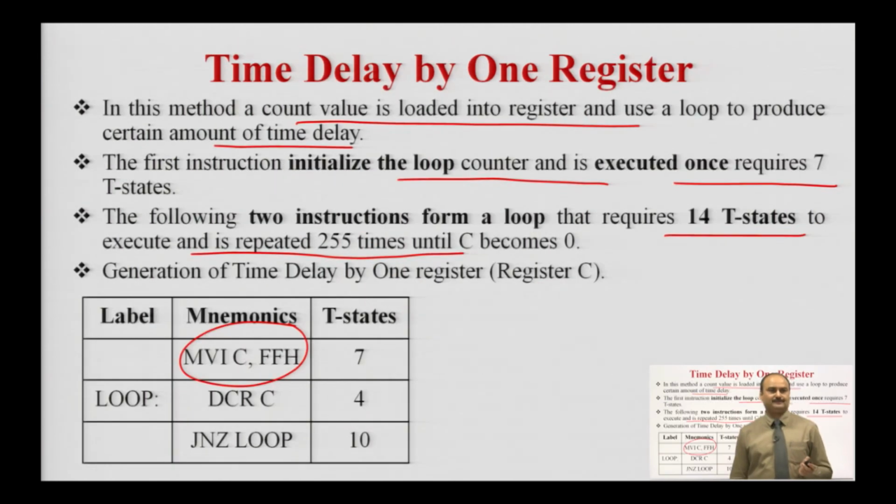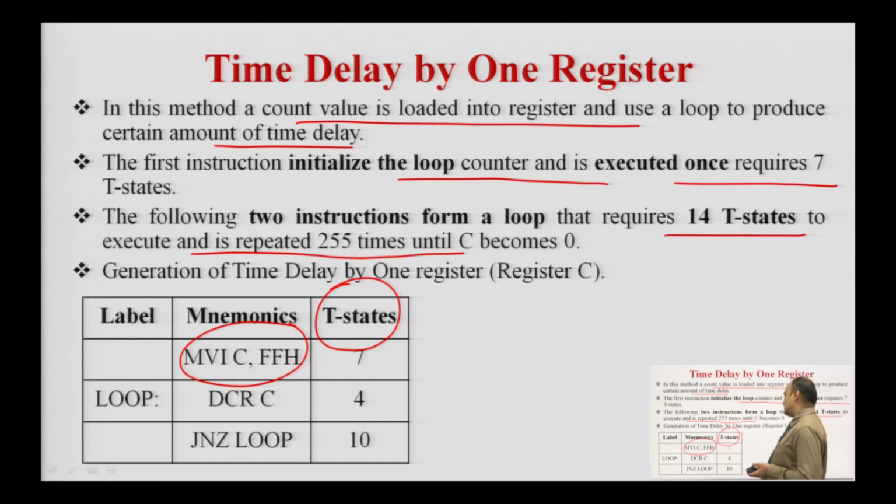Here the time delay can be generated with the help of a single register. This is the program. With the help of this program we can generate the time delay with the C register. Here a single register is used. Whenever the microprocessor executes an instruction, the T state is very important. We are required to remember how many T states are used by the microprocessor to execute a particular instruction.